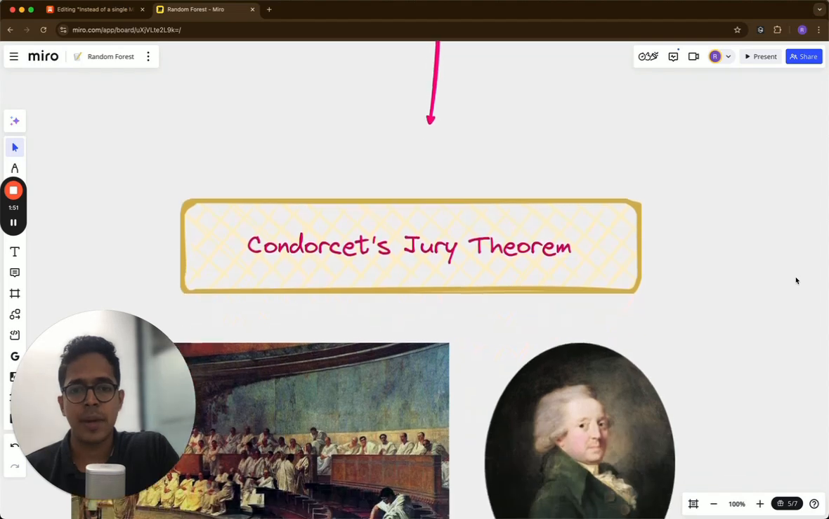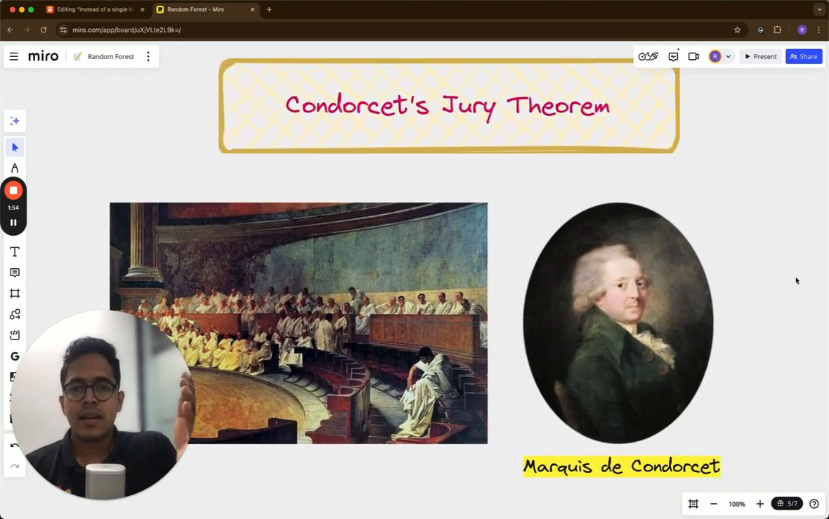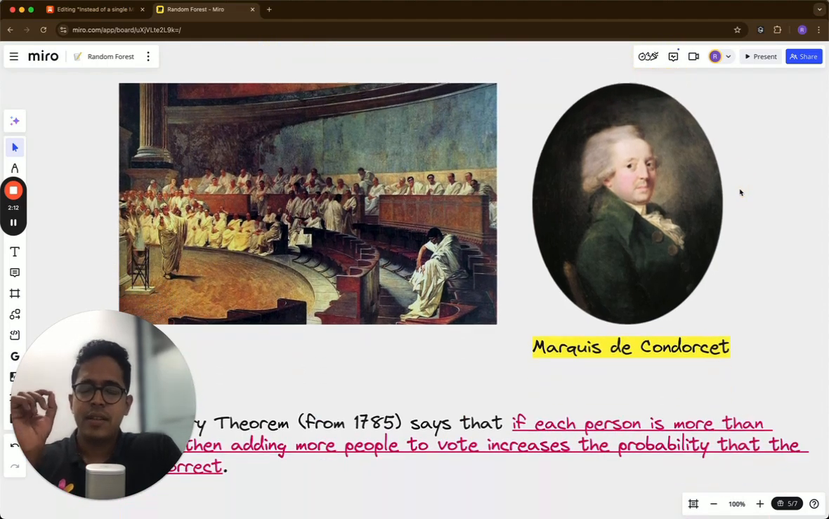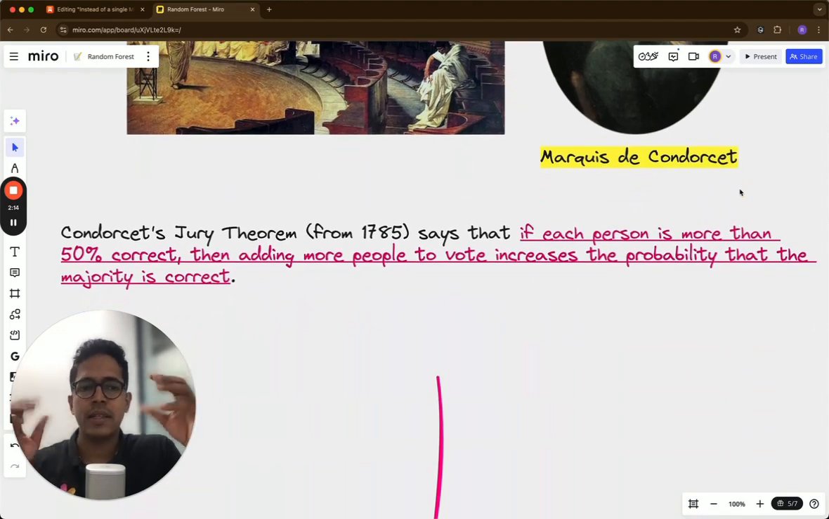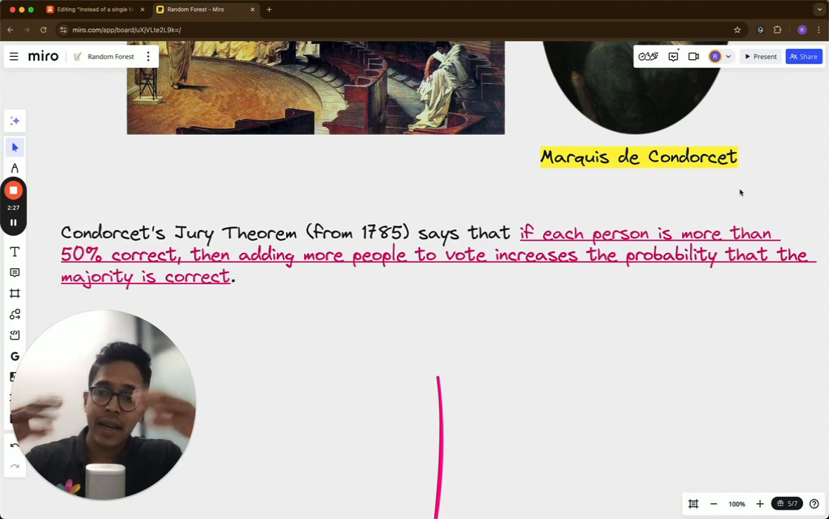So let's travel a little bit back to, I think this is a French mathematician named Marquis de Condorcet. I don't know how to pronounce his last name, but he has Condorcet's jury theorem, which states that if every single individual in a voting system has an individual probability of being more than 50% correct, then the collective probability of the group making a decision through a voting system will be higher than 50%.